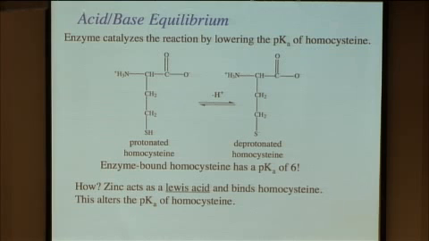So the zinc binds to the homocysteine, and it acts as a Lewis acid. The homocysteine is your donor ligand, and you have your metal as the Lewis acid, your acceptor, and that alters the pKa. So the zinc associates with this sulfur, and that changes the pKa.